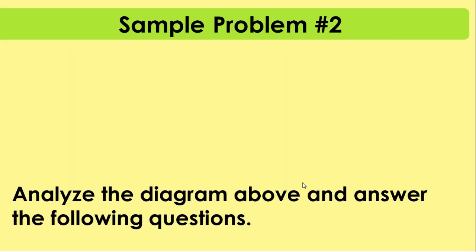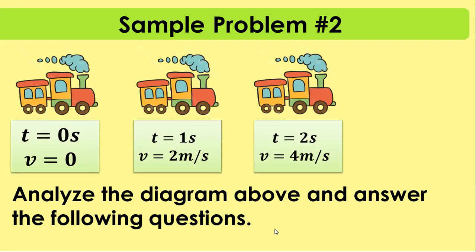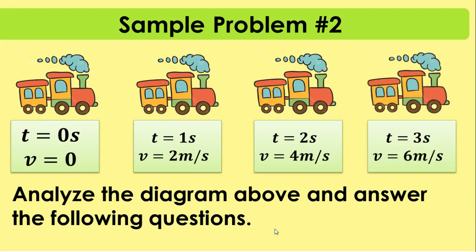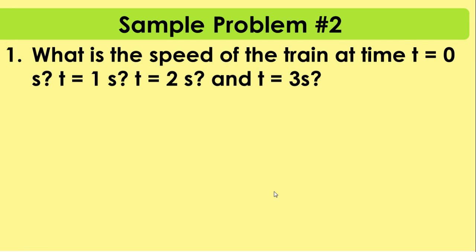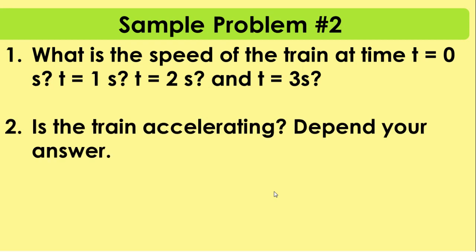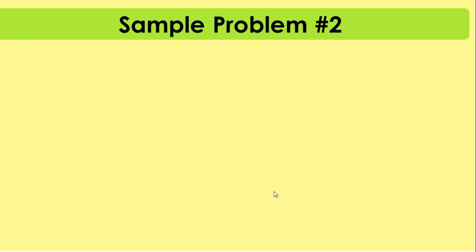Alright, now let's move on to the sample problem number 2. Now analyze the diagram above and answer the following questions. Now we have a train, and we also have different givens for time and velocity. All right, so the questions are the following. What is the speed of the train at time 0, 1, 2, and 3 seconds? Number 2, is the train accelerating? Defend your answer. And number 3, write an equation which you can use to determine the acceleration of the train.